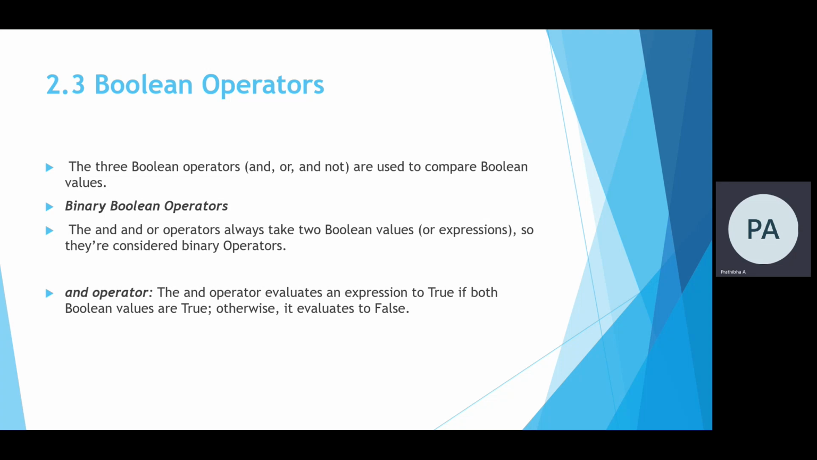The and operator evaluates an expression to true if both Boolean values are true. Otherwise, it evaluates to false. So we will be having and, or, not. These three will be treated as binary operators, so they will take two Boolean expressions or two Boolean values for evaluating. And here, in an and operator, if both the Boolean values are true, then the result of the and operator will be true.